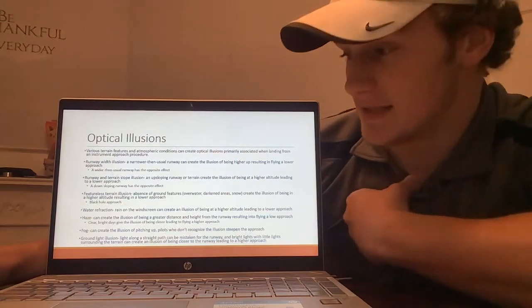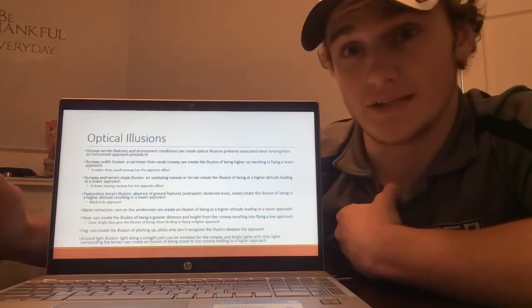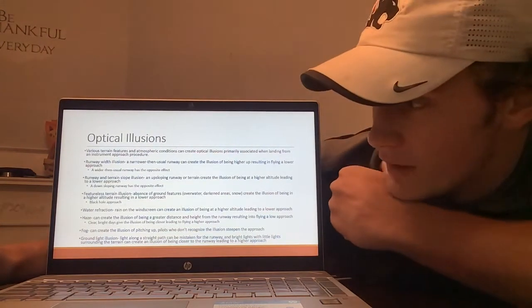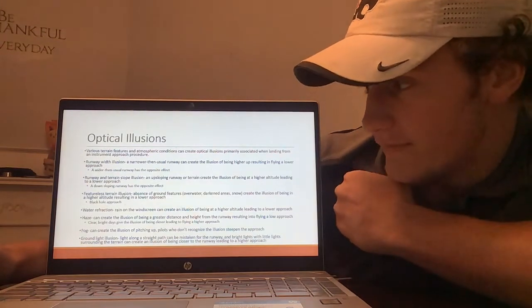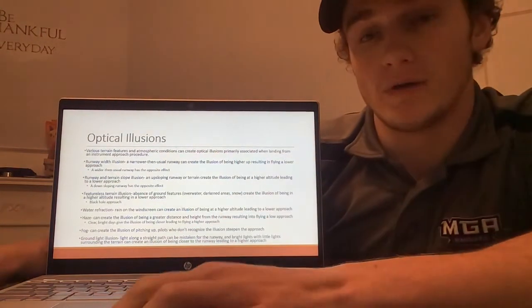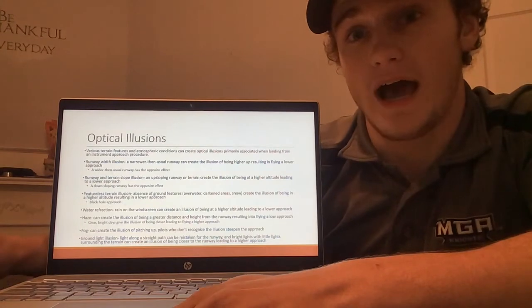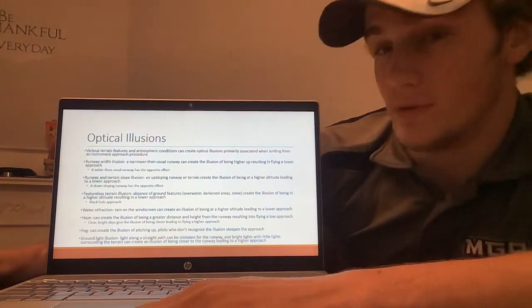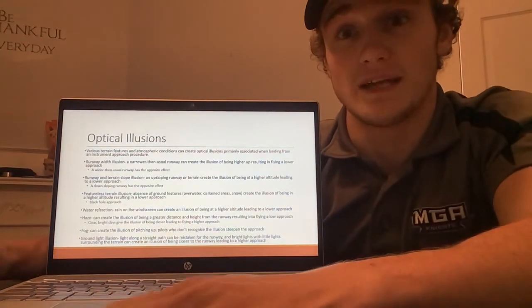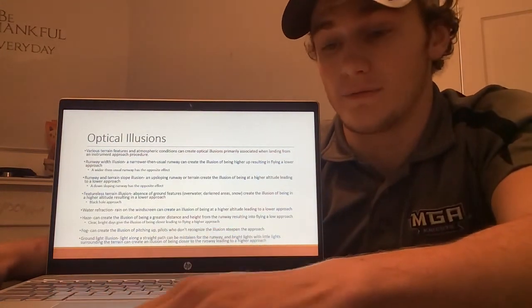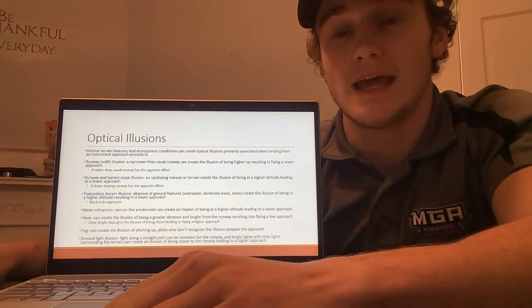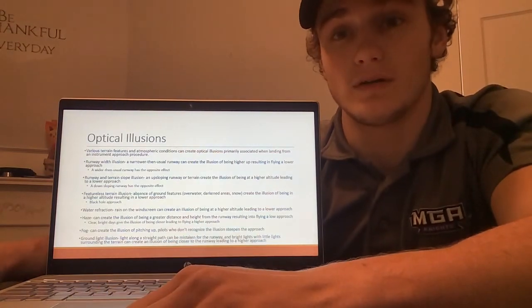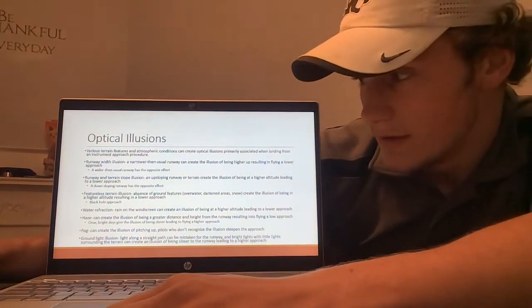The same thing is said for the runway slope illusion. If it is an upsloping runway, it'll seem like you are higher than you actually are, leading to a lower approach. And this is vice versa for a downsloping runway. If you're flying into a downsloping runway, it'll seem like you are lower than you actually are, leading to a higher approach.